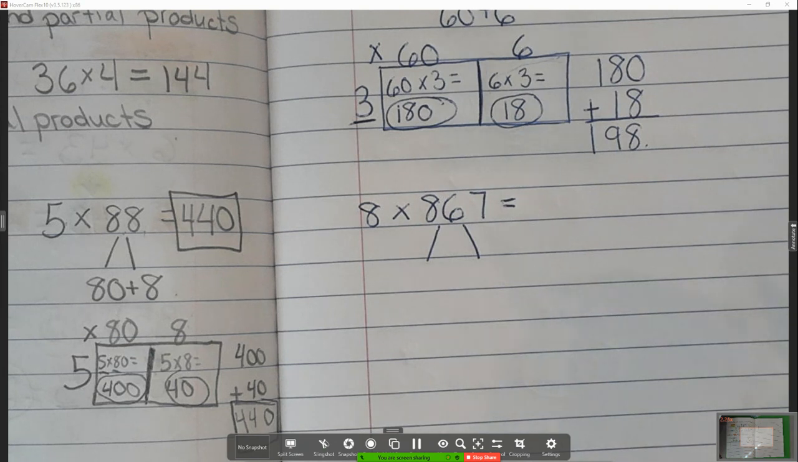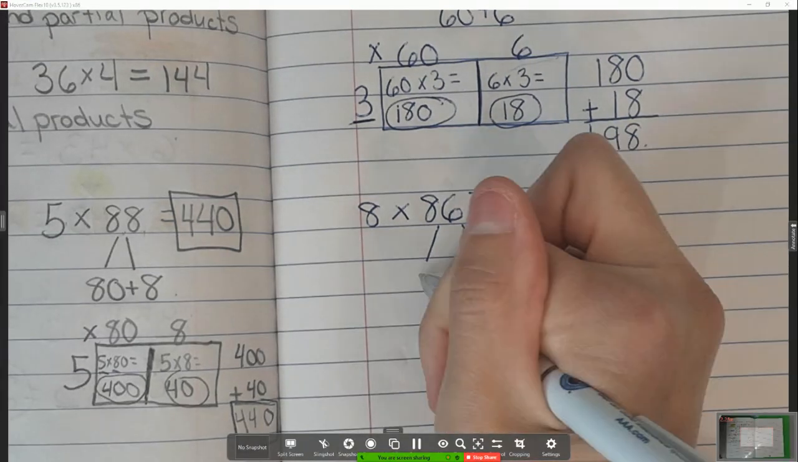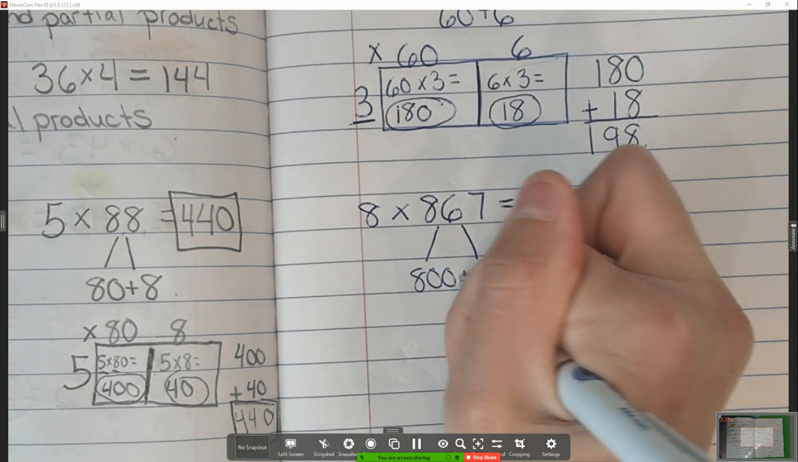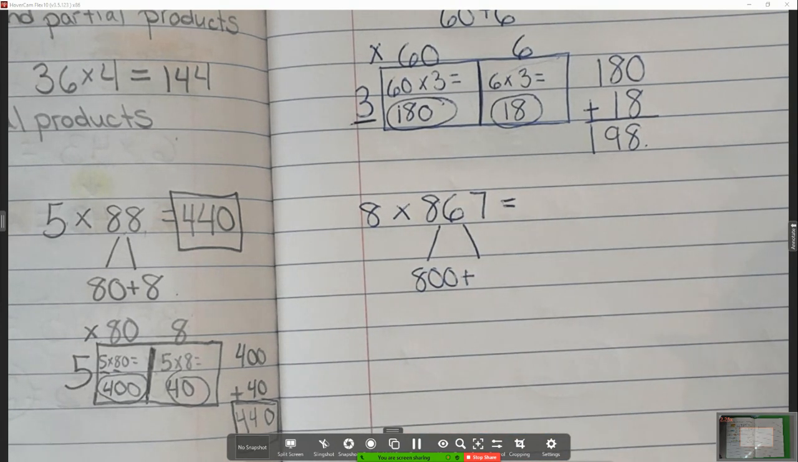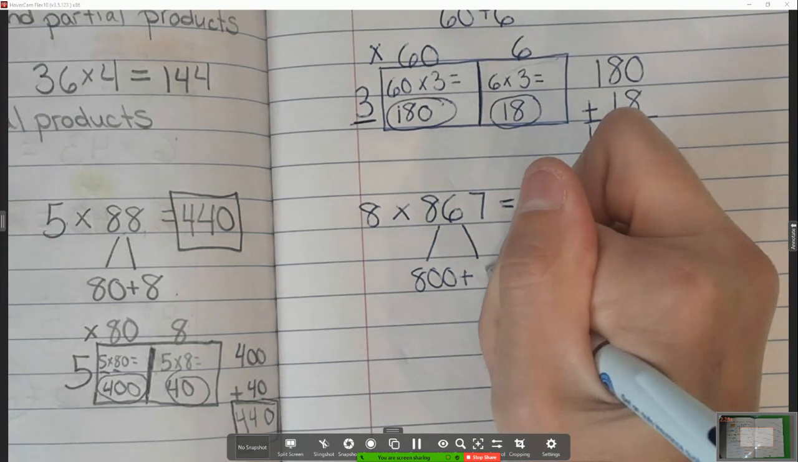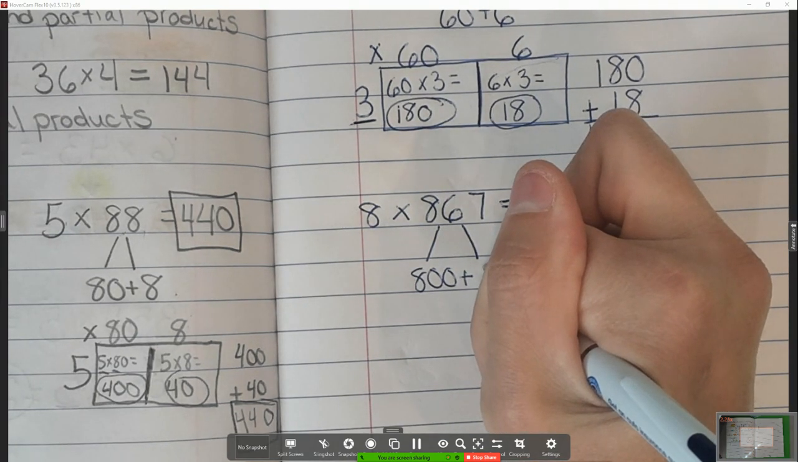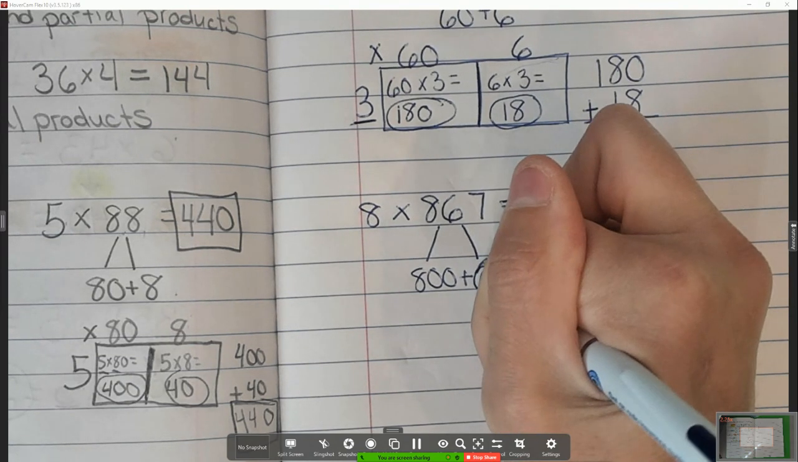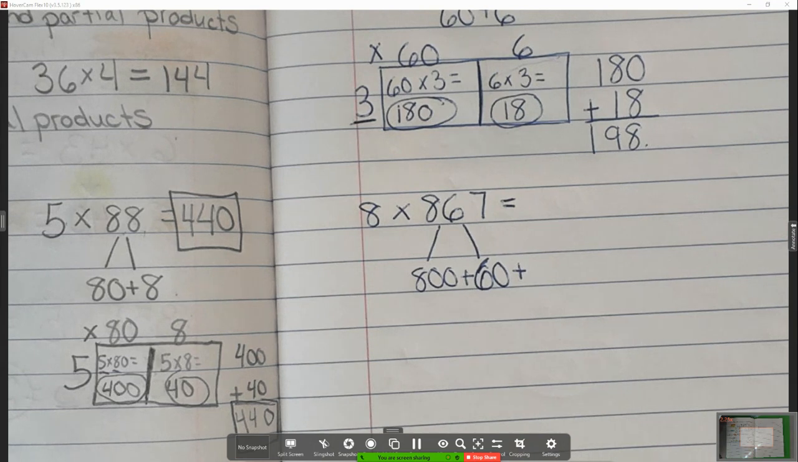86 and 7? It's 3 place values. 867. How can I write that in expanded form? 867. Okay, so 800 plus what? 60. Good. So 60 plus what? 7. Great job, yes. See how I took each place value and I wrote the value of it? That's expanded form.